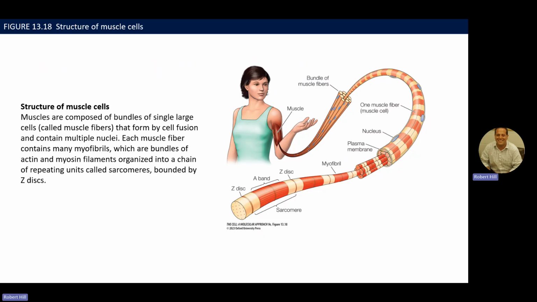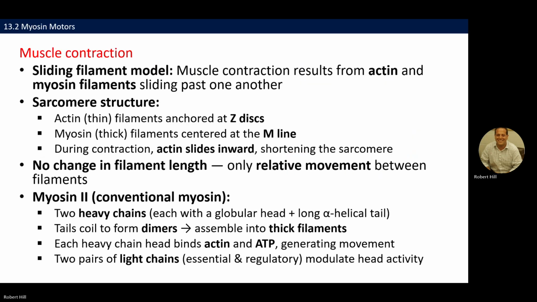So the alternating arrangement of the thick myosin filaments and thin actin filaments creates those light and dark banding patterns, which are very characteristic of striated muscle. So this figure gives you a visual foundation so that we can understand how the molecular interactions now translate into tissue level contraction. All right, so here we're elaborating on the sliding filament model.